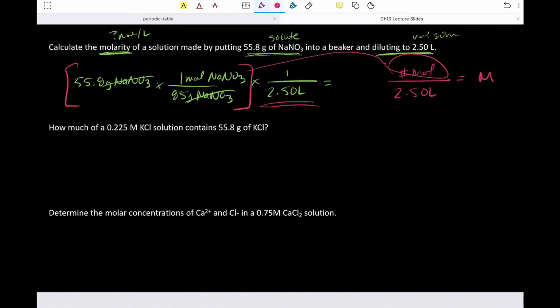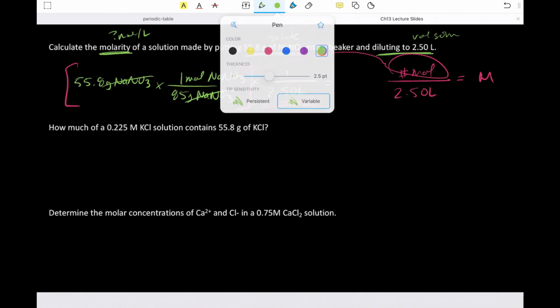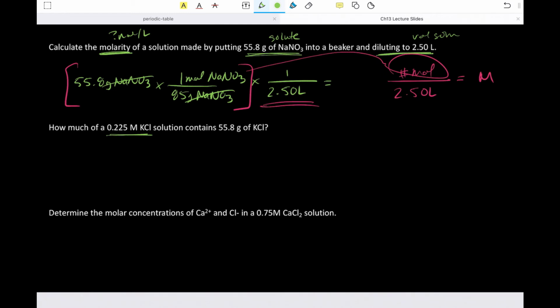Okay, next up, it says how much of this molar KCl is needed to contain that much KCl. So I want to talk about my solute. This is my given, grams of solute, and I have a molarity. Here is where, again, if you write this out to yourself, you're more likely to use it correctly. So that means I have 0.225 moles of KCl equal to every 1 liter of solution. And by solution, I do mean KCl aqueous solution.